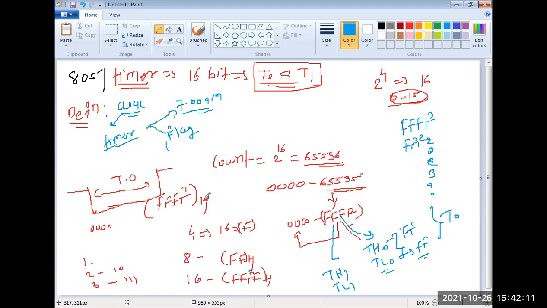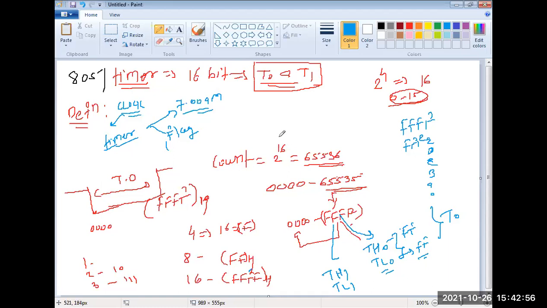Yes. Write down the next point below that. Written? I think timer 0 is of 16-bit size. Next point, write down: the maximum count value provided by the timer will be, write down below that, the count is equal to 2 raised to 16. Why 16 here?